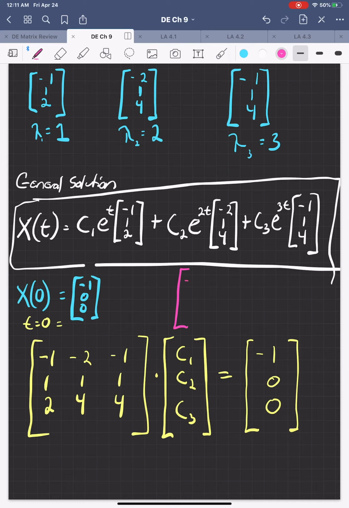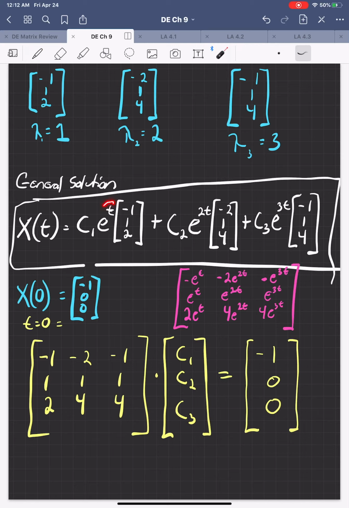This would have been, if you multiplied this out, negative e to the t, e to the t, 2e to the t, negative 2e to the 2t. Now listen, if you're wondering where these values are coming from, just hold off for just a second, okay? 4e to the 2t, negative e to the 3t. Then we'd have e to the 3t. Then 4e to the 3t. All right, are you with me? So hold on for just a second.